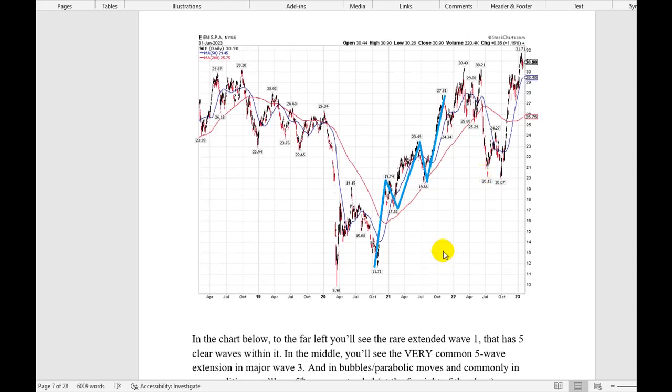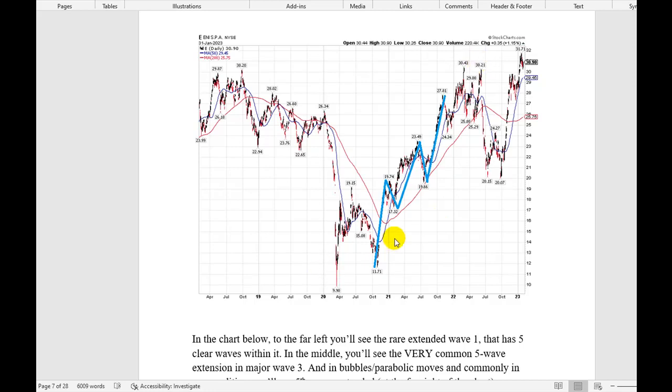I want to talk a little bit about extended waves. So you'll recall those tend to happen the most in wave 3. Sometimes they happen in wave 5. Rarely do they happen in wave 1. So here's 1, 2, 3, 4, 5, and then your ABC that comes afterwards that corrects the motive wave.